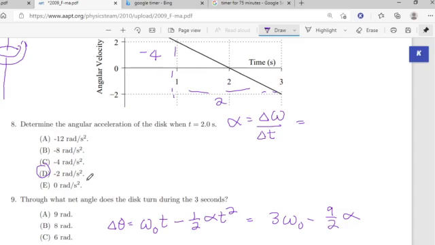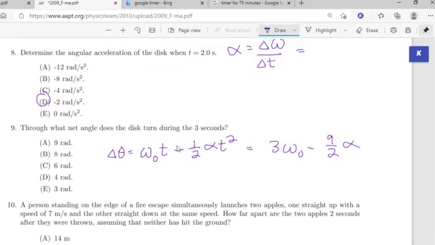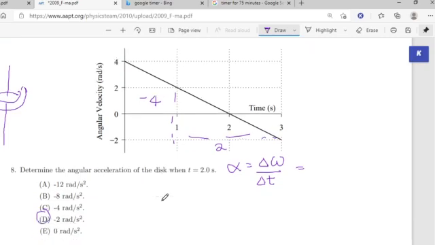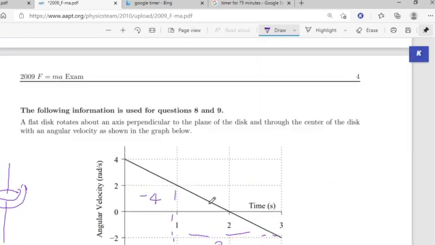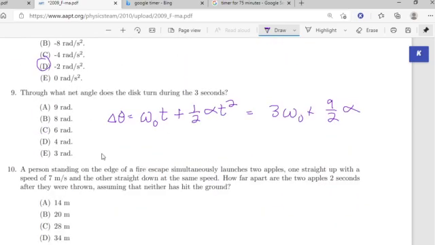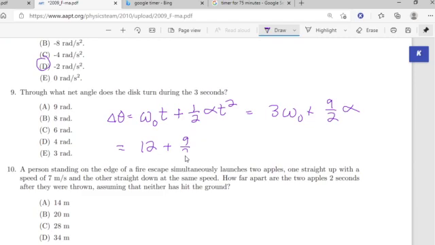Actually, since we're saying that the angular acceleration is negative, we can still keep this as plus. Yeah, we have to be super careful with our signs. I mean, that's a general thing in math, but in physics as well. Okay, so then omega naught is 4, so we have 12 plus 9 halves times negative 2, which is just 12 minus 9, which is 3.